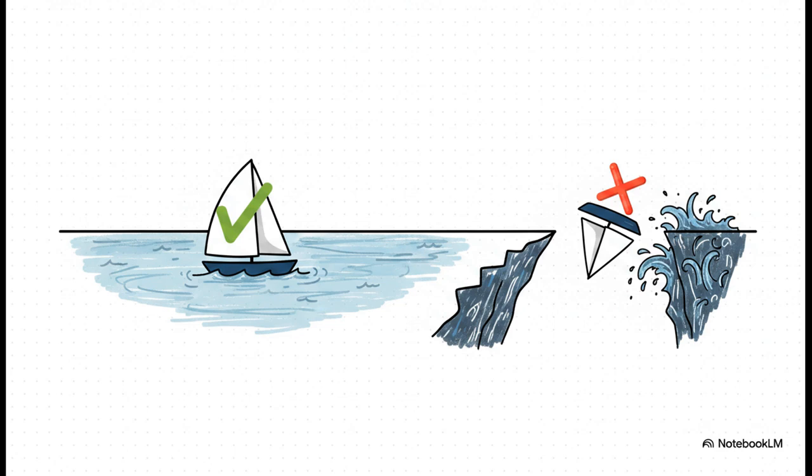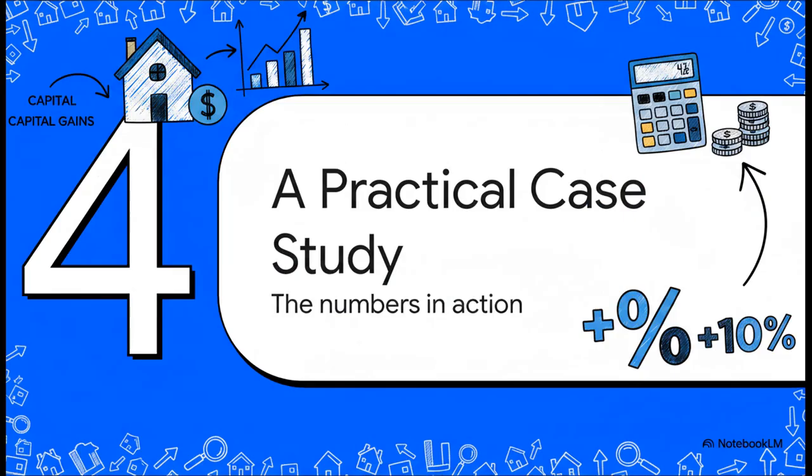You're out of the safe harbor, and the entire higher stamp duty value becomes your new taxable sale price. It's a real cliff edge. Okay, enough theory. Let's crunch some numbers and see how this actually works in the real world. This is going to make the impact of that 110% rule crystal clear.